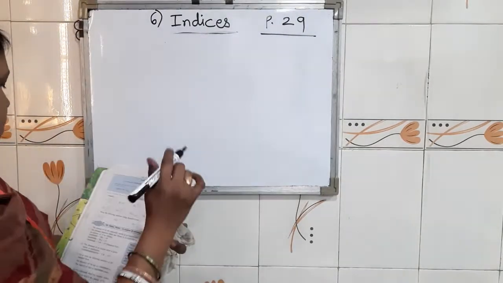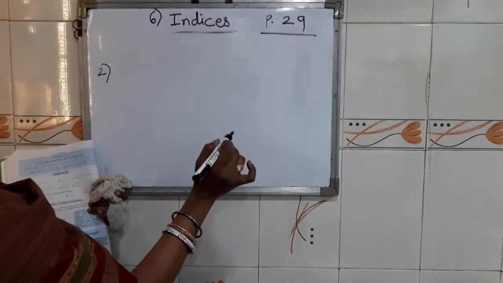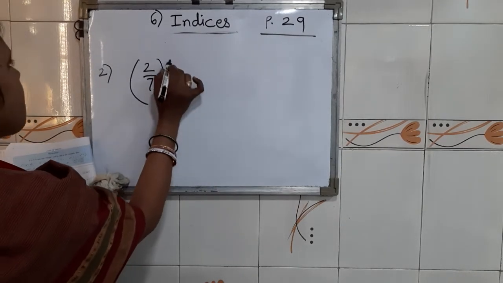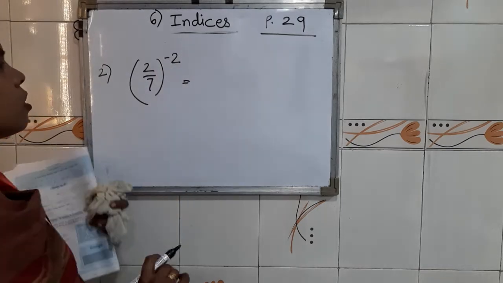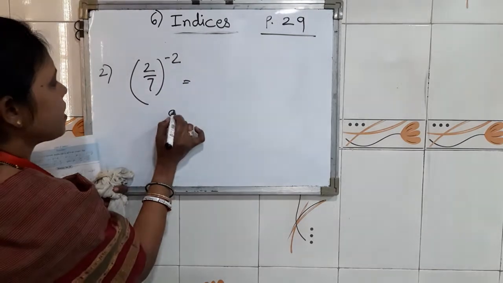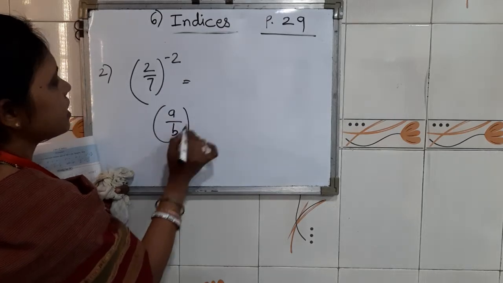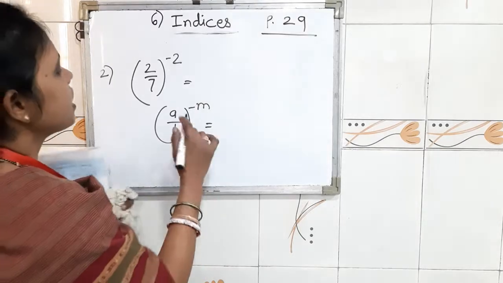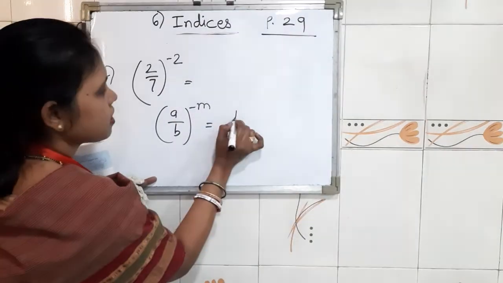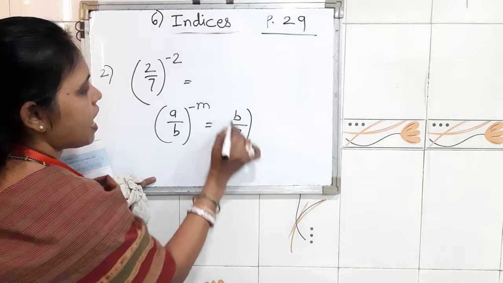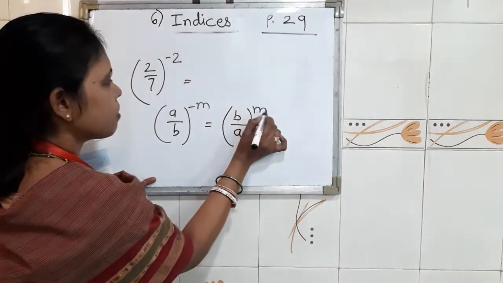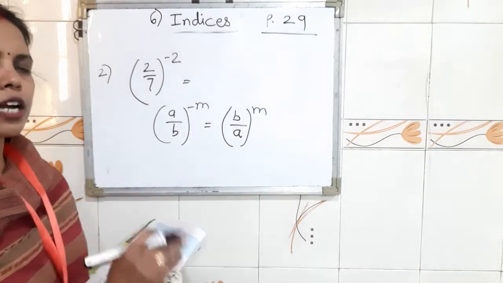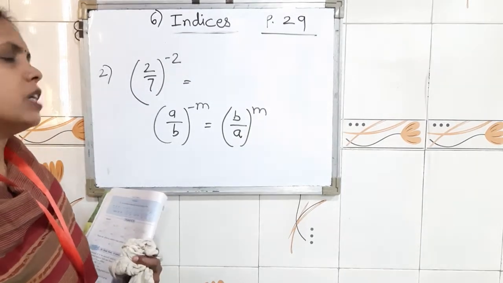Question number 2 given, write the following number, that is 2 upon 7 raised to minus 2. Here what we will do, suppose here A by B is given and the index is minus m. So children, we will write the reciprocal of A by B, that is B by A, and automatically our index will be positive.